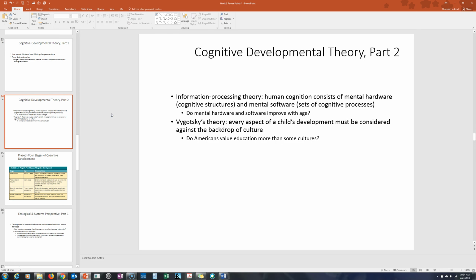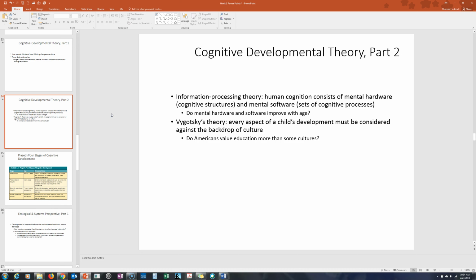So we can think about information processing theory as an important component of this. Cognition consists of mental hardware and software: cognitive structures for the mental hardware, and cognitive processes. And so how specifically does the brain influence the cognitive processes that we engage with to develop cognitively?